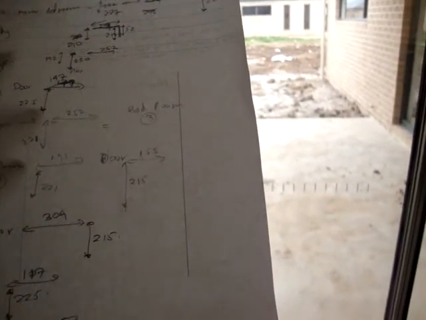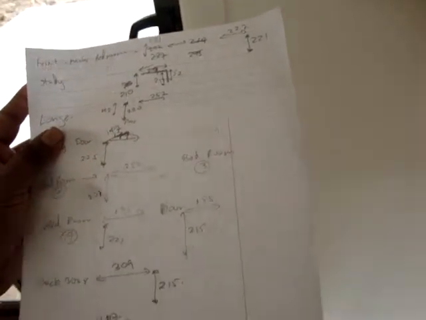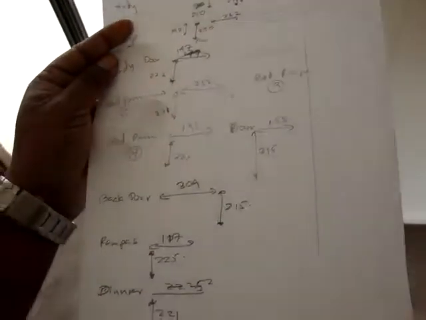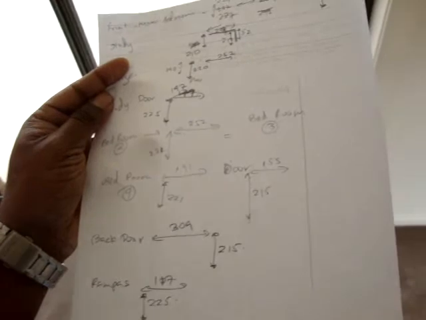Okay, now I'm talking about the door, this door here. That's the fourth bedroom door. The width from this frame to this frame here is 155 centimeters, and from the frame here to the ground it's 215 centimeters.